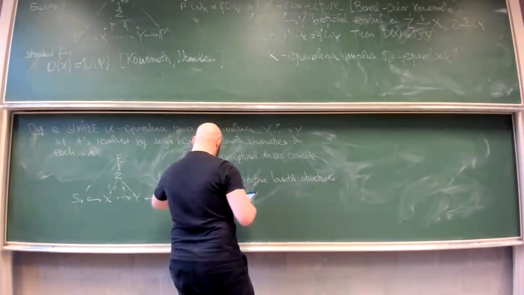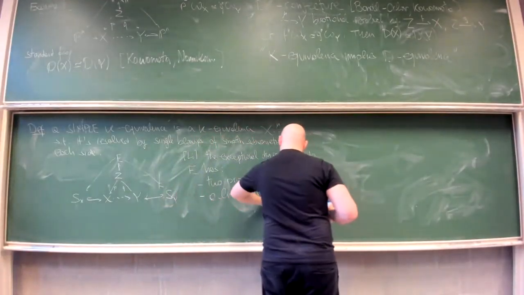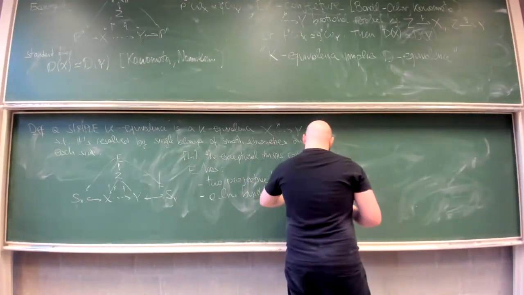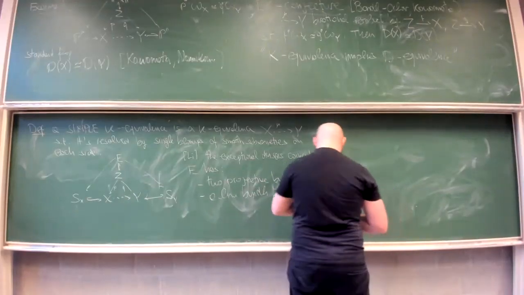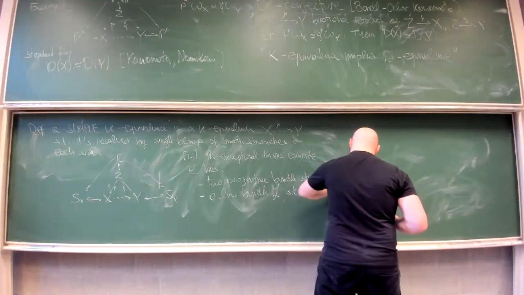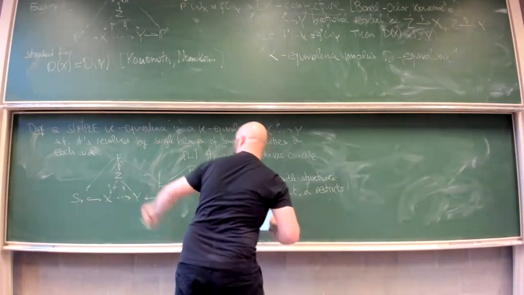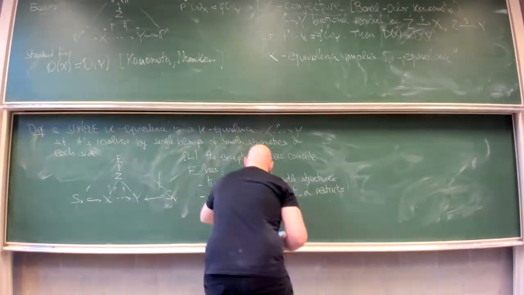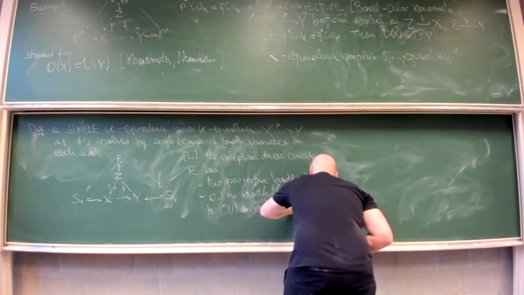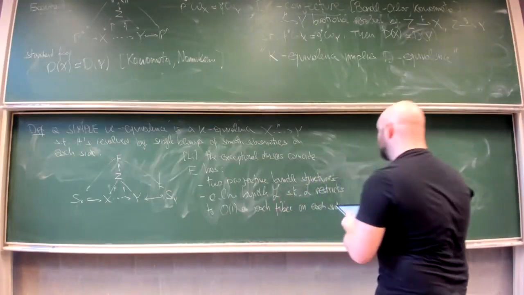And we have a line bundle. Let's call it L, such that L restricts to O(1) on the fibers of both the projective bundle structures. So on each fiber, on each side. Let's try it like this.